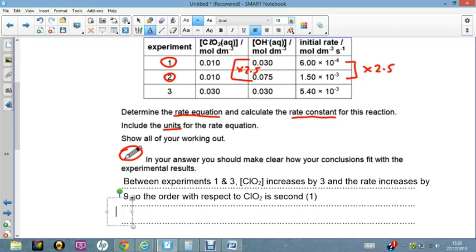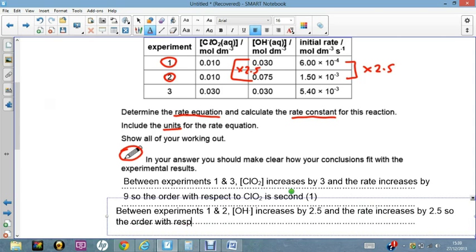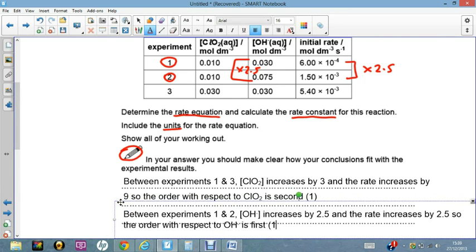Feel free to pause the video if you want to have a go at that yourself. My sentence will say this. Okay, so that's my second sentence. And again for that, I'm going to get 1 mark.